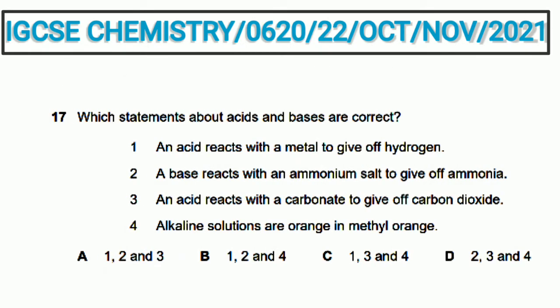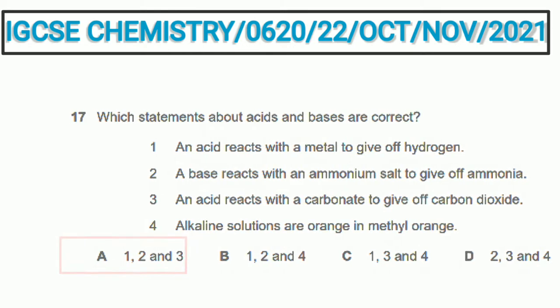17th question. Which statements about acids and bases are correct? An acid reacts with a metal to give off hydrogen. It's a correct statement. A base reacts with an ammonium salt to give off ammonia. This is also a correct statement. An acid reacts with a carbonate to give off carbon dioxide is also a correct statement. Alkaline solutions are orange in methyl orange is a wrong statement. Alkaline solutions are yellow in methyl orange. So the correct option is A. Statements 1, 2 and 3 are correct.